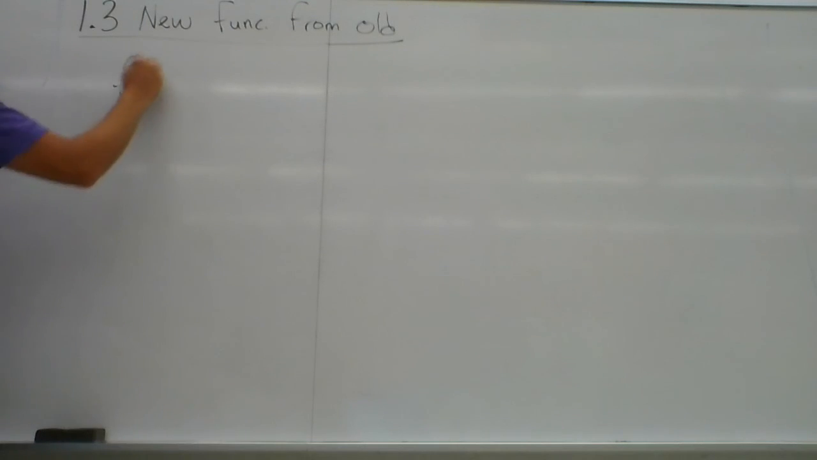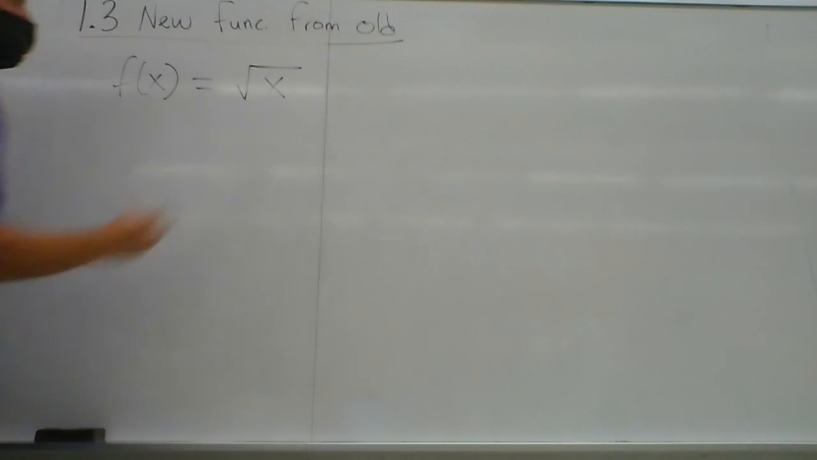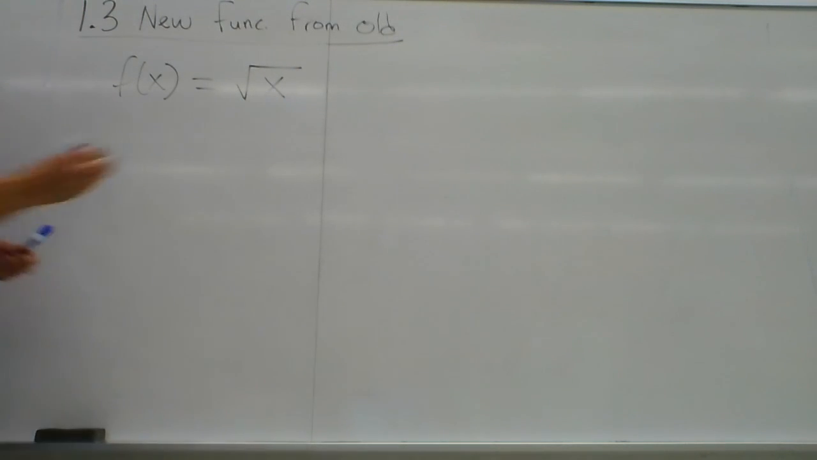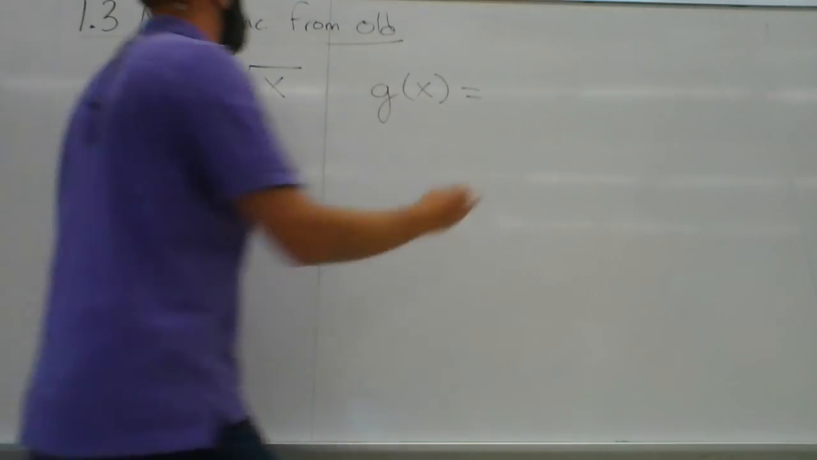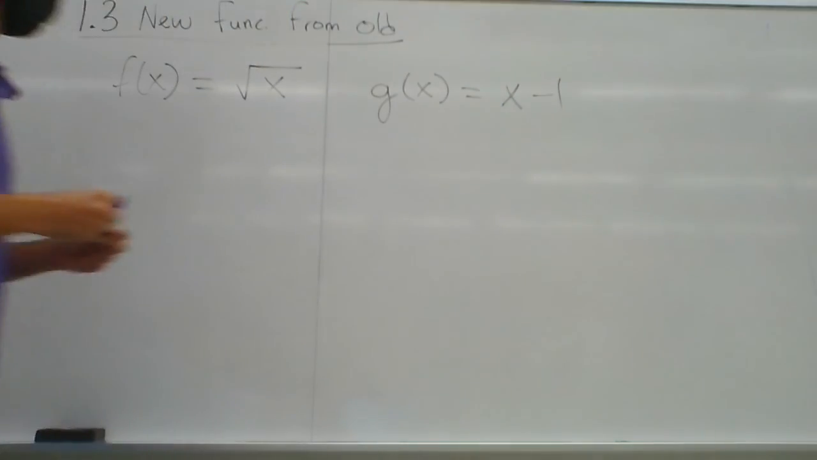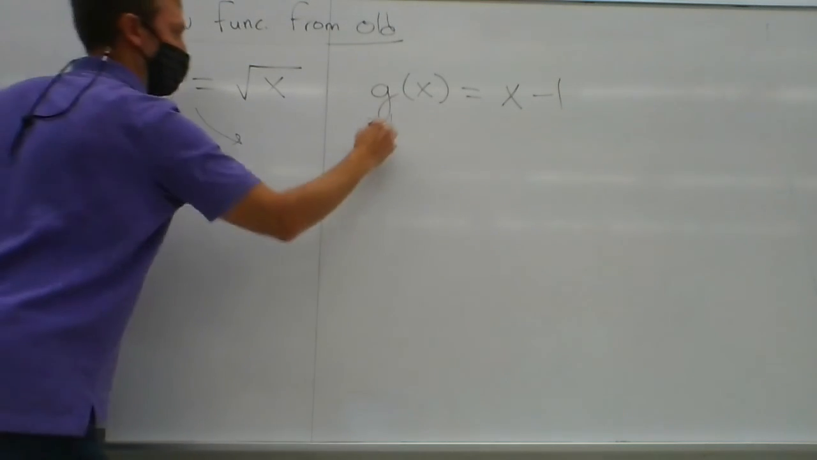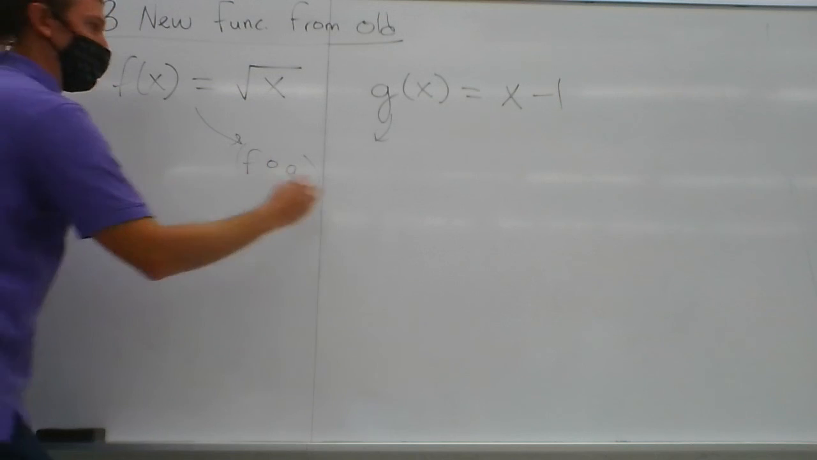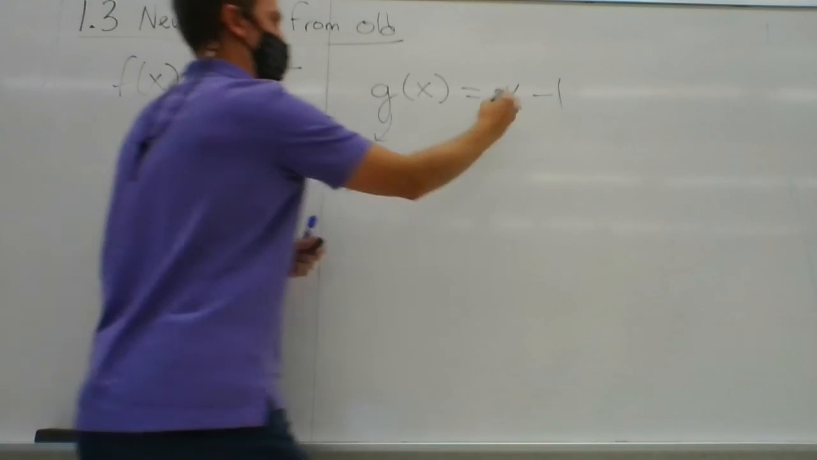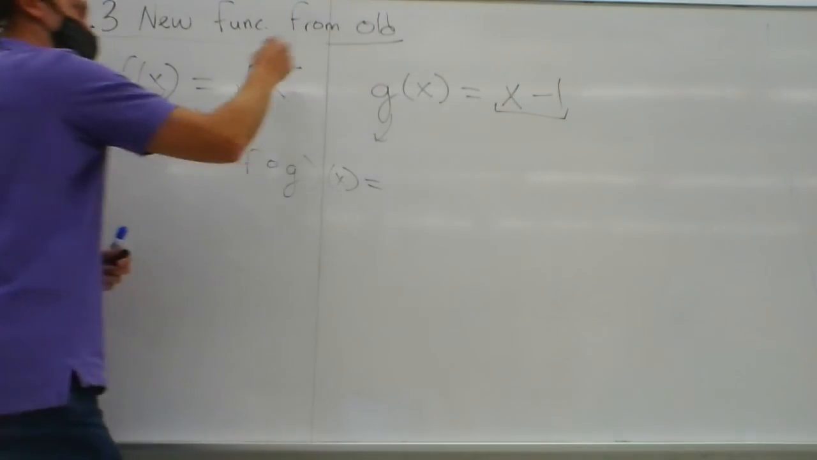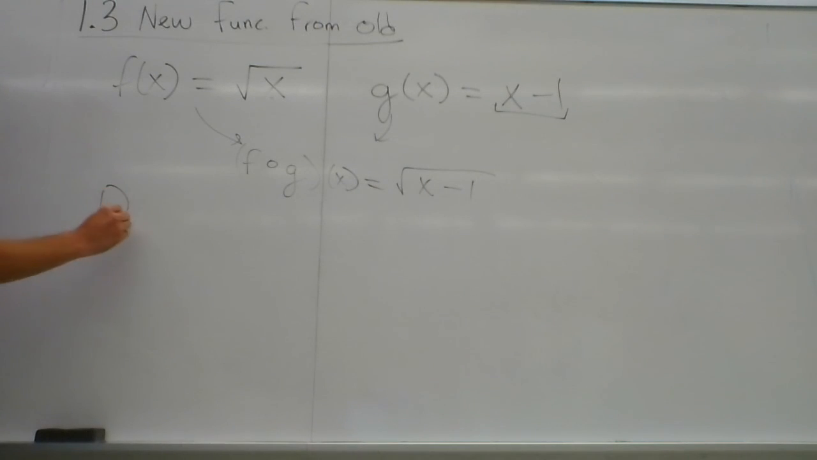Okay. F of x is, let's see, square root of x. I'll make this as simple as possible, okay? G of x is, let's say, x minus 1. We'll make it not the identity. So what is f of g of x? We can write down that rule. F of g of x is taking the output of g of x. The output is this, and plugging it into this. So it's the square root of x minus 1. What's the domain of g?